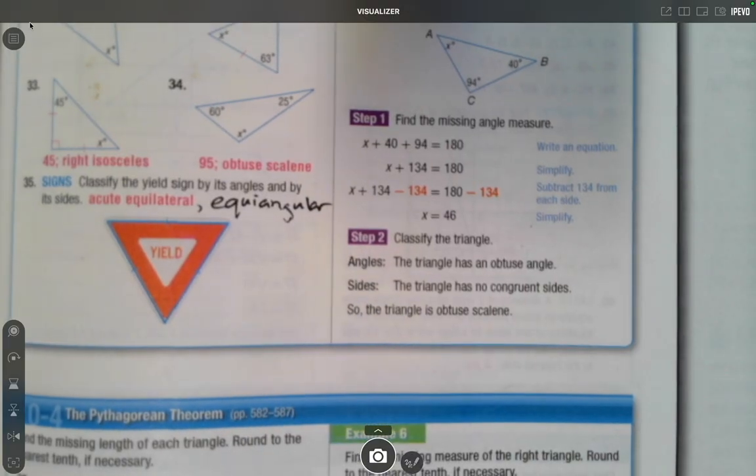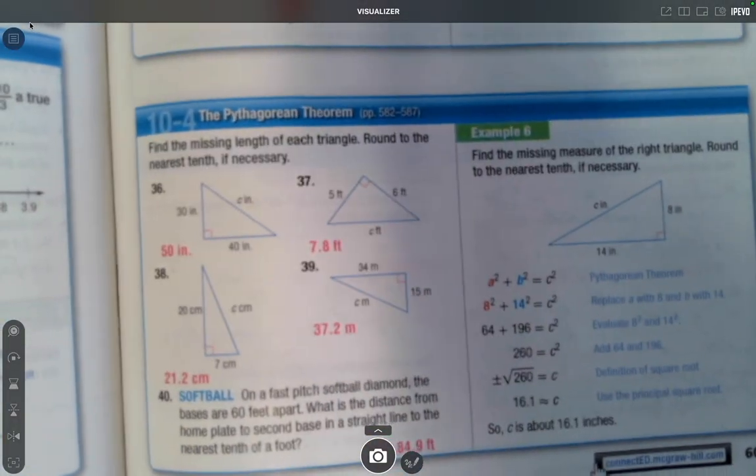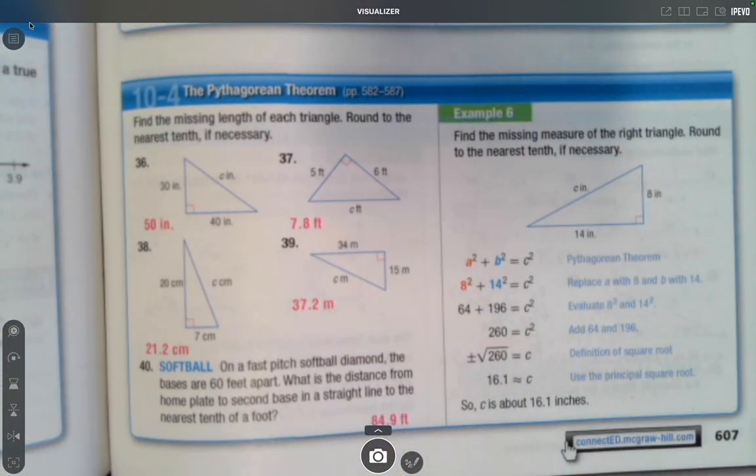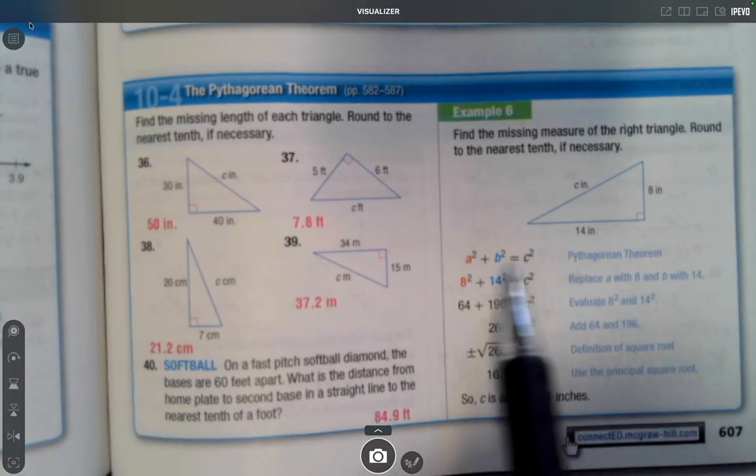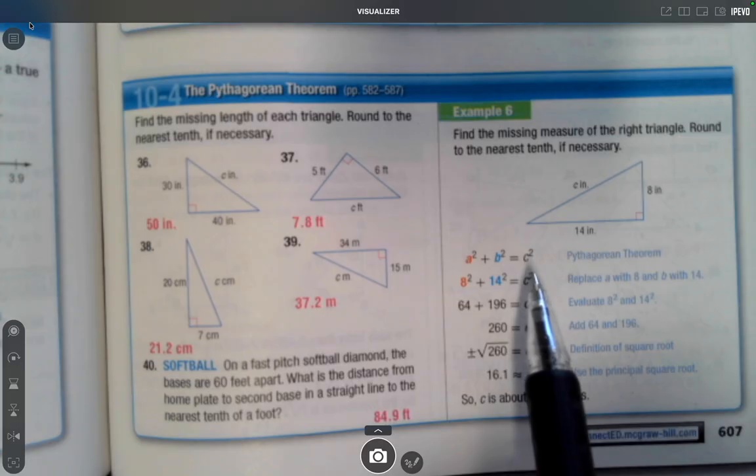Okay, now as we get down to this next section, 36 through 39, we're dealing with the Pythagorean theorem. So that's a squared plus b squared equals c squared. You'll see that in writing in just a second. Actually, it's right here, now that I look at it. You do have to have that formula memorized.